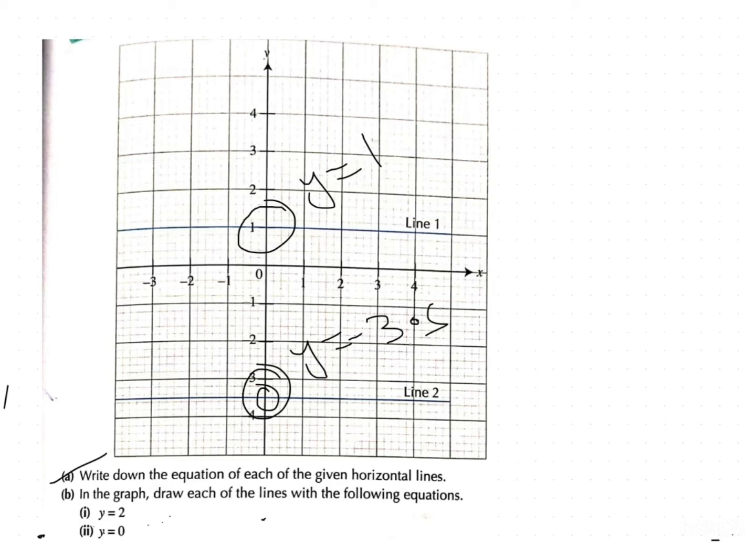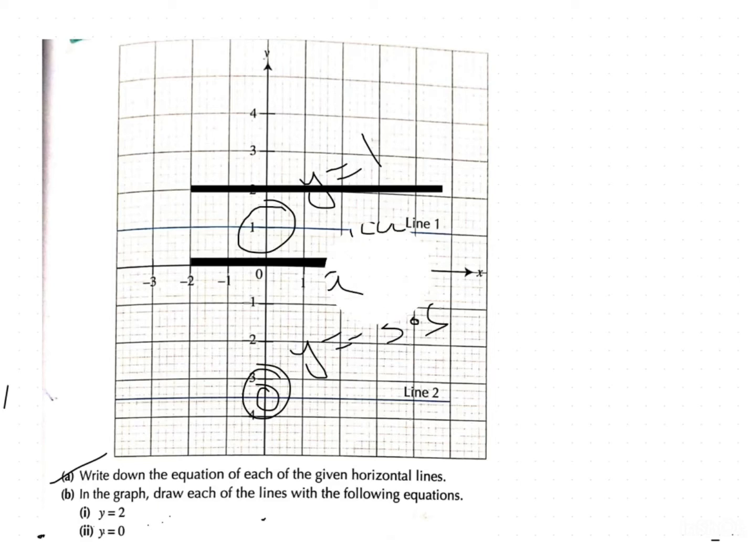Draw each of the lines with the following equations. y equals 2. So let's draw it on the graph. Okay, so next is y equals 0. Let's draw it also in the graph. As you can see, I'm drawing it. So I have drawn it and we have completed the question.